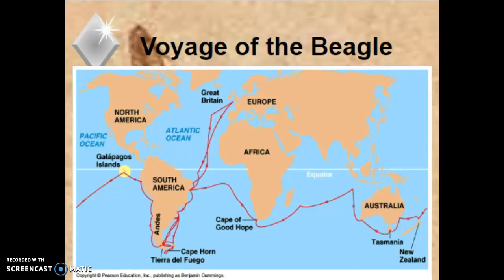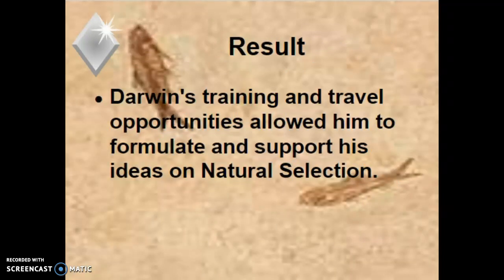So he traveled on the Beagle. You see, they left in England. He's an English guy, and they traveled south, then west, then continued west, went back to South America, and then returned to Great Britain. Over here, they've got the Galapagos highlighted because you've probably heard that Darwin did a lot of his groundbreaking research in the Galapagos. That's where he collected a ton of his specimens.